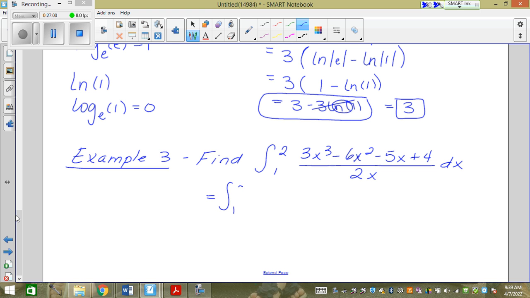So we're going to get 1 over 2. You're good at putting fractions together. You forget that you can pull them all back apart. So we get 3x cubed over 2x, minus 6x squared over 2x, minus 5x over 2x, plus 4 over 2x.